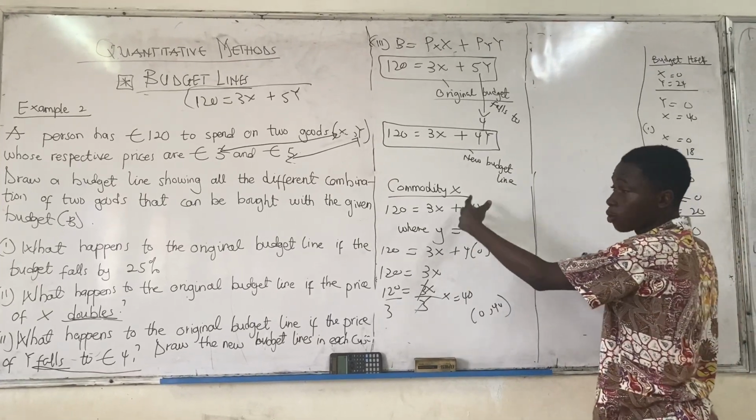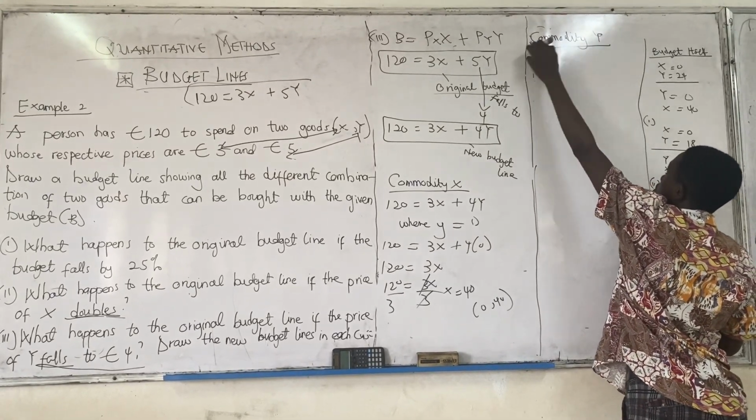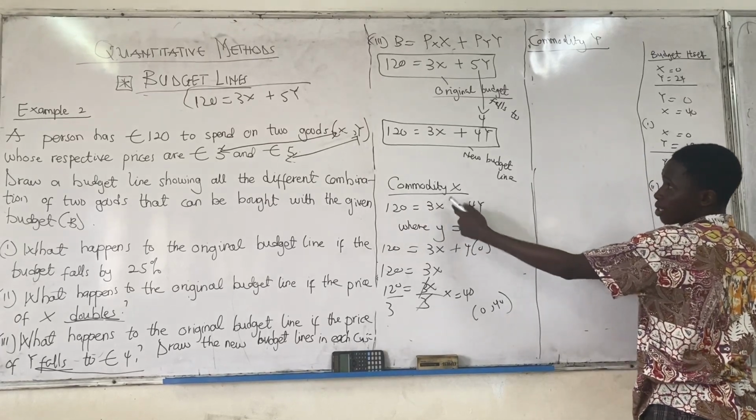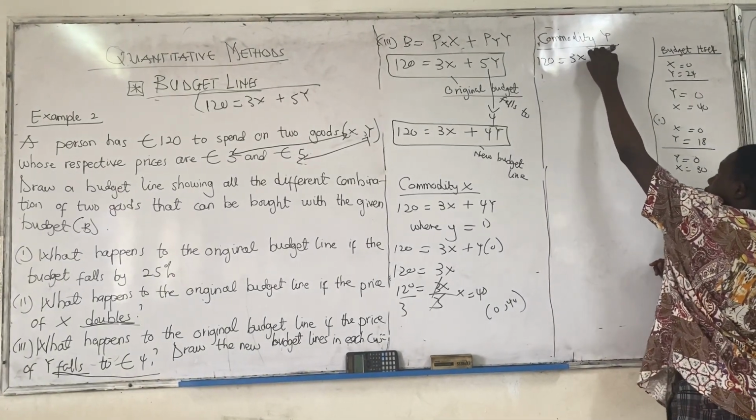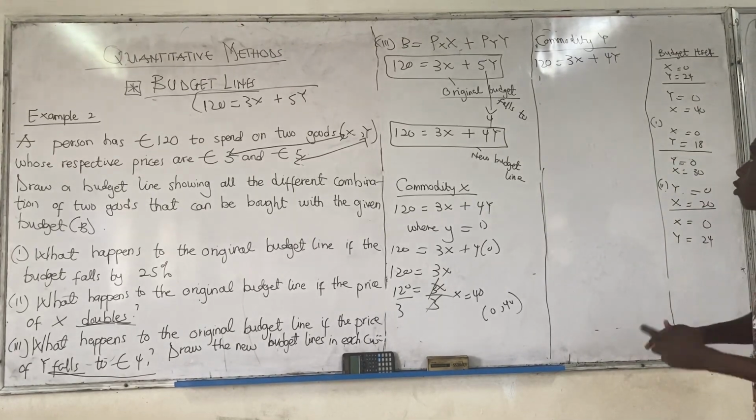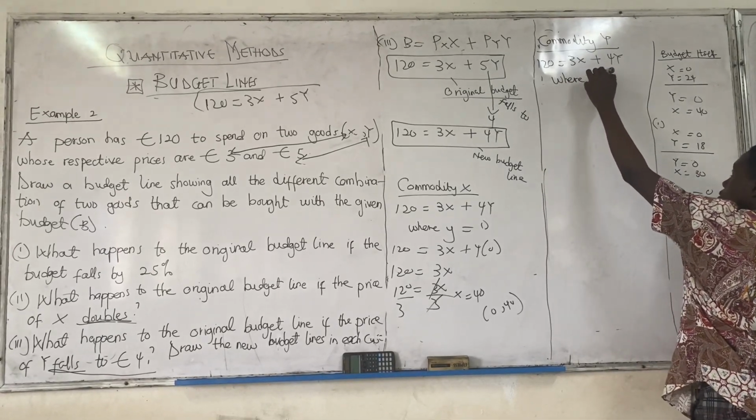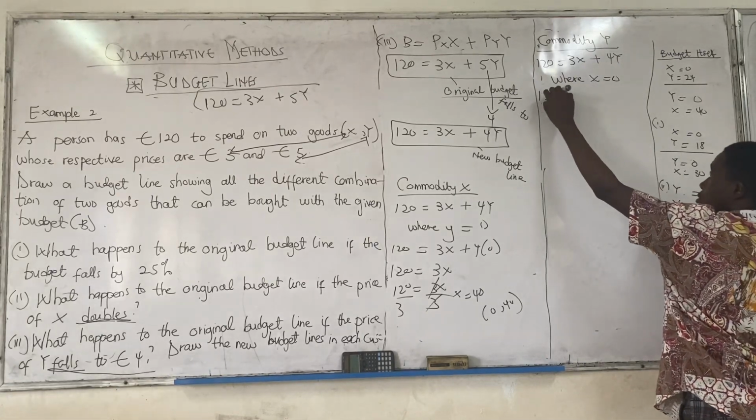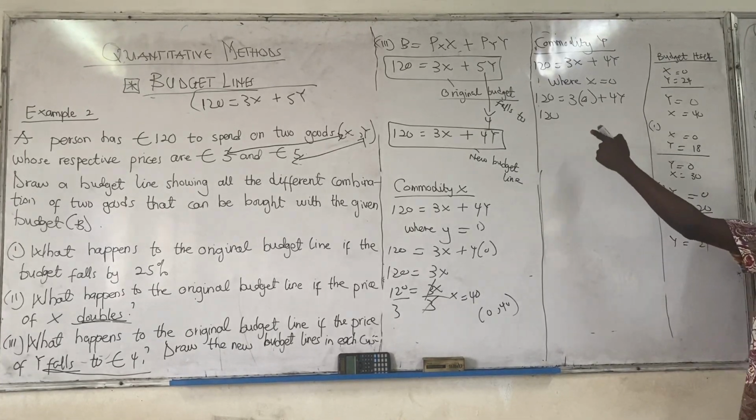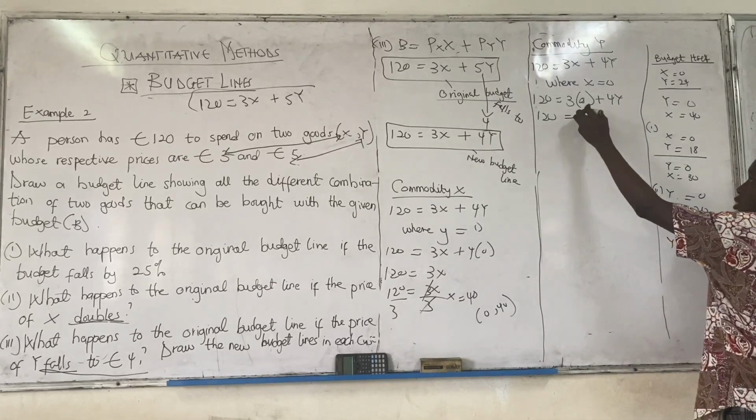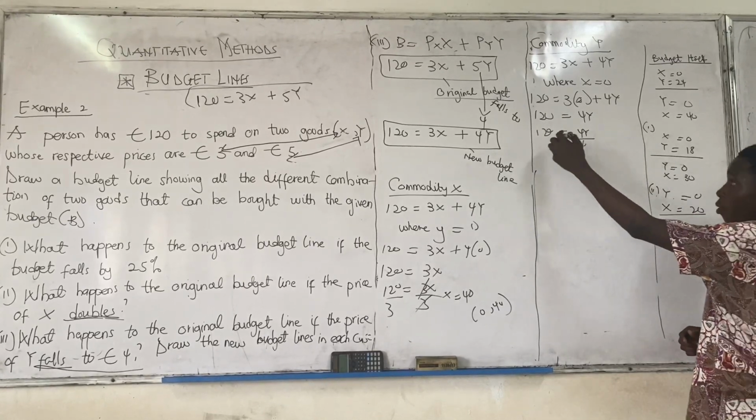So we also need to find the commodity y. Let's rewrite the new budget line, which is 120 is equal to 3x plus 4y. We are going to find commodity y. So we also need to make x 0. So where x is 0, 3 times bracket 0 plus 4y equals 120. This is definitely going to give us a 0, so you wouldn't need to bring it. So 120 is equal to 4y. Divide both sides by the coefficient of y, which is 4.